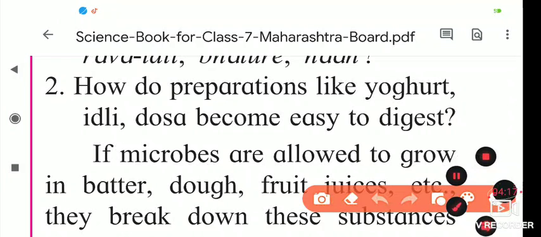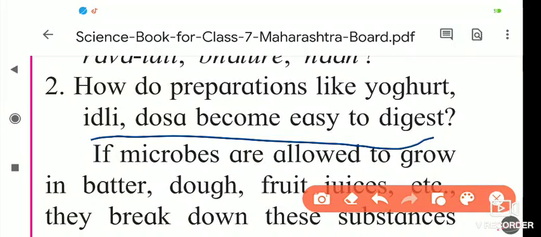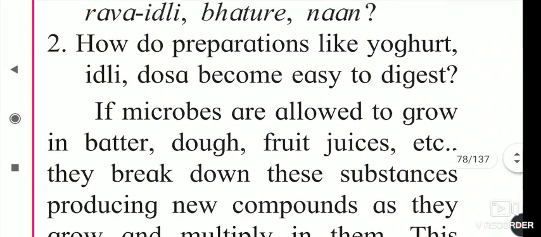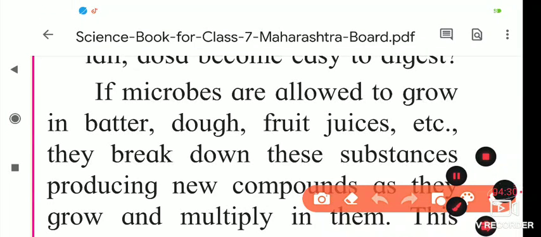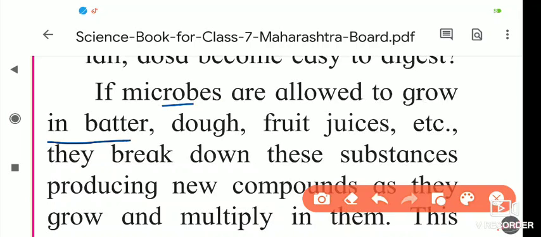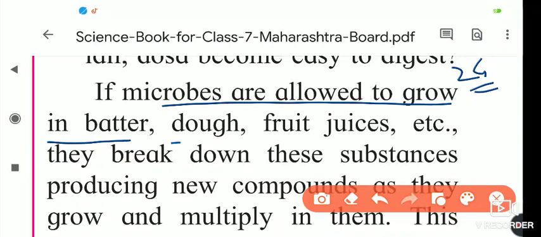Then how do preparations like yogurt, idli, dosa become easy to digest? These are easy to digest because the microorganisms help in the process of digestion. If the microbes are allowed to grow in a batter, we keep it, and if you ask your mother, for making dosa or idli she keeps this batter. For preparing the batter of idli and dosa, it takes a total of 24 hours. Otherwise, dough is there.